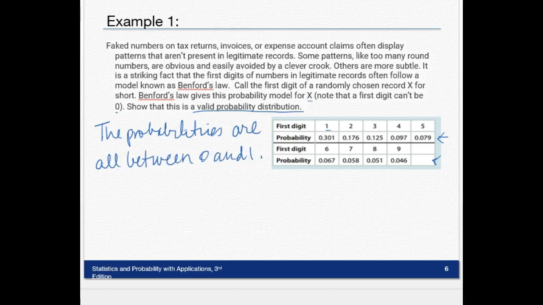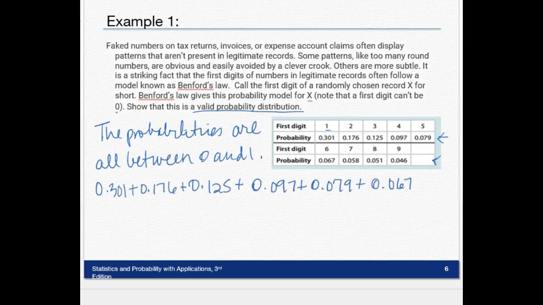The other thing I have to make sure of is that when I add up all the probabilities, they add up to 1. Okay? So let's do that. If I add them up on my calculator, sure enough, they add up to 1. So these are the two things I have to show to prove that it's a valid probability distribution.